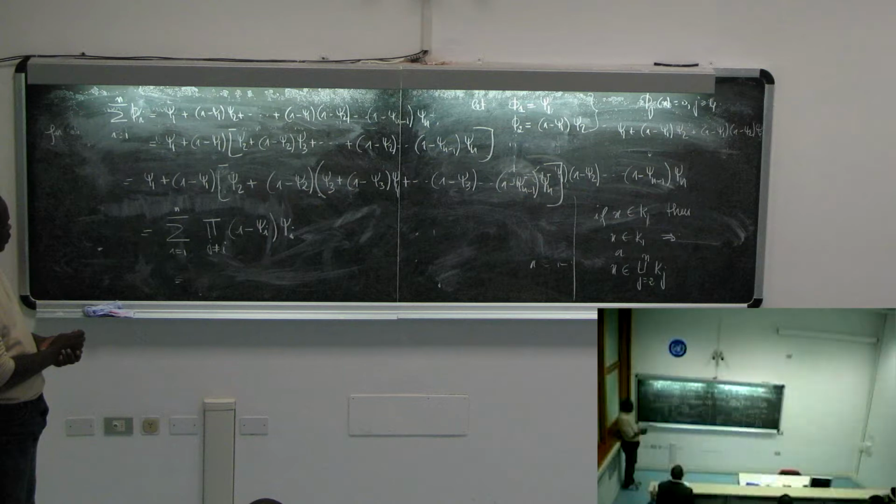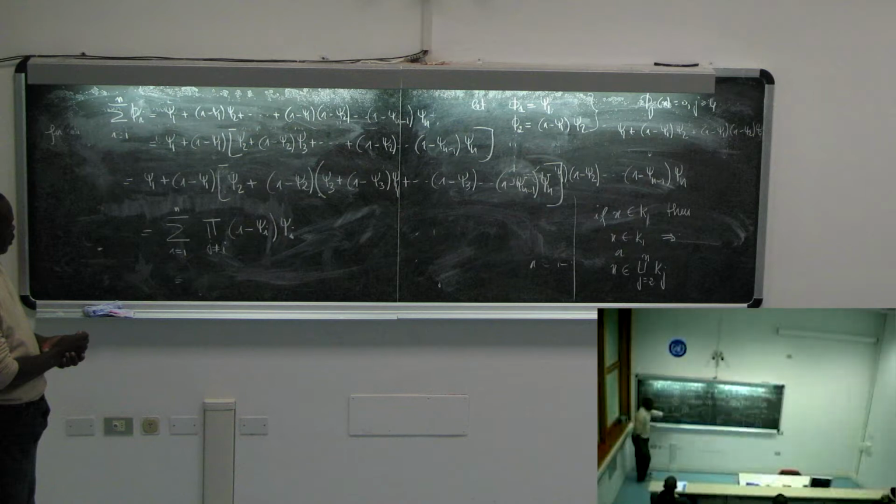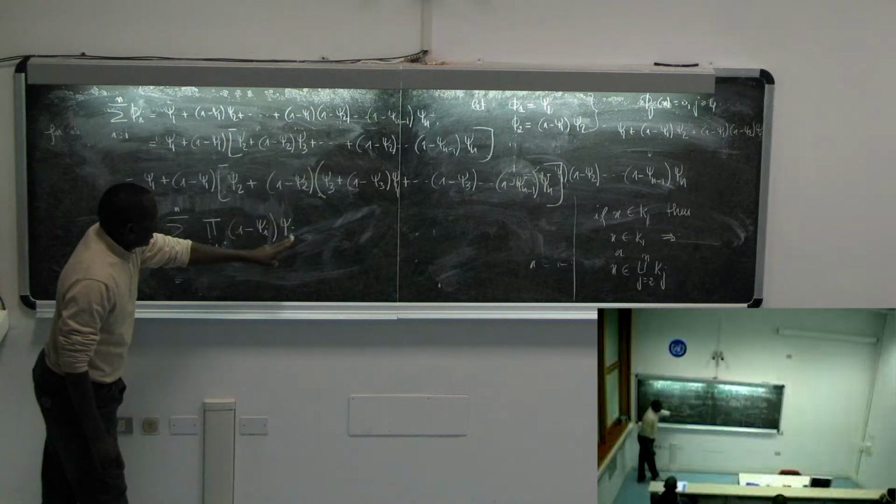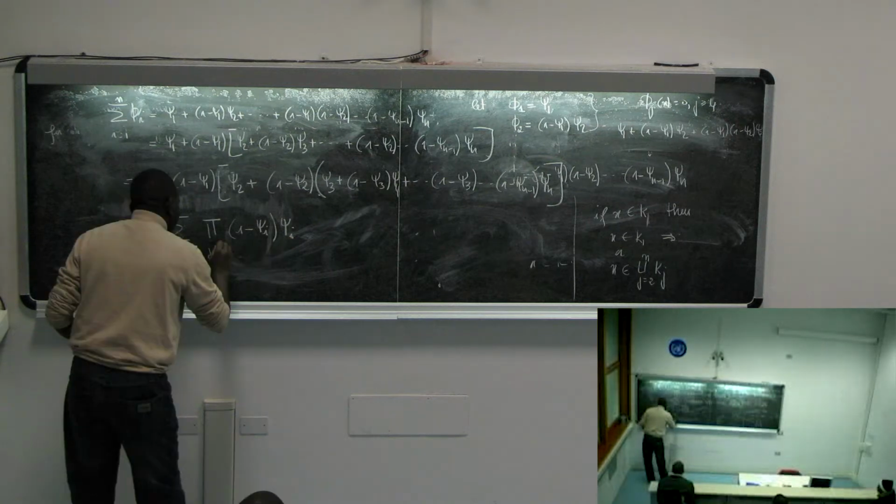Because the sum i equal to 1. If i equal 1 here, we will get 1 minus psi 2 times psi 2 plus. Now we start at 2. j will stop at i. Start from 1 and stop at i. And then let's see if it will work.